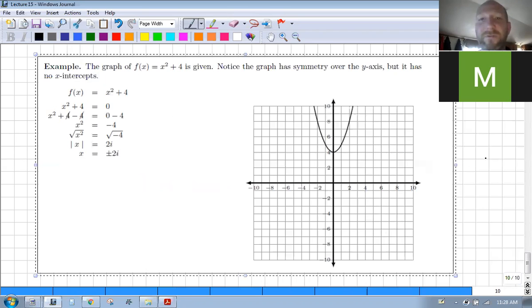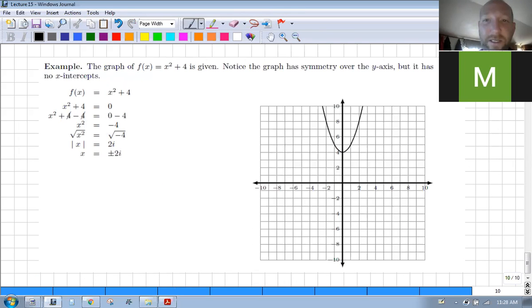All right, x squared plus 4. Notice it's just like x squared, but it got moved up 4 units because we added 4 to all of our old y values. Same thing here. If you set this equal to 0, you get x squared equals negative 4. And this is different, because if you take the square root, you have the square root of a negative number, and that gives you imaginary numbers. So our x is positive or negative 2i. So you don't have any x-intercepts because the roots are imaginary.